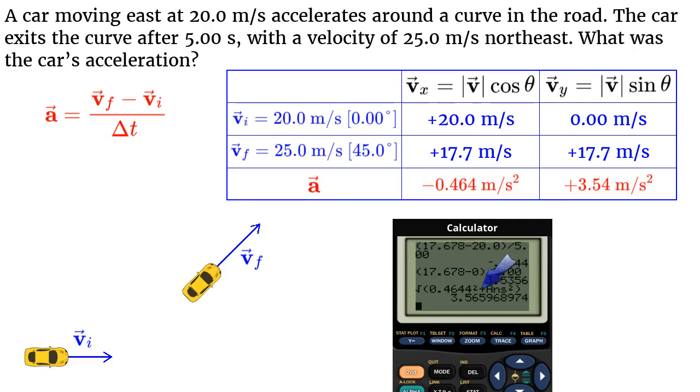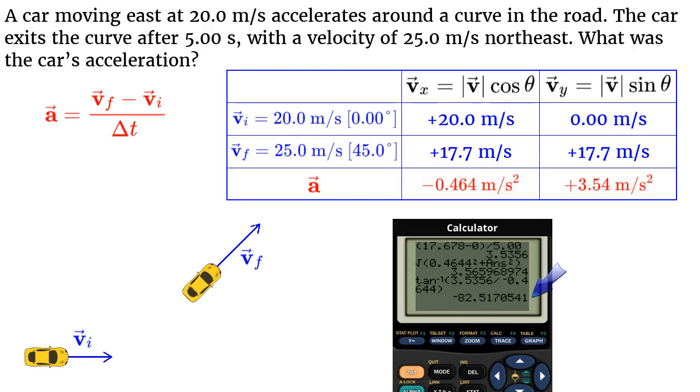And then to find the direction of the acceleration, we're going to use the inverse tan formula. 3.54 is going to be the y component. Negative 0.464 is going to be the x component. The calculator gives us negative 82.5 degrees for the direction.